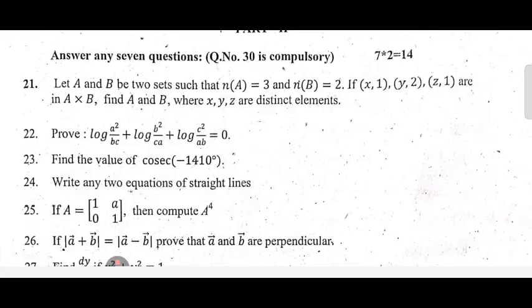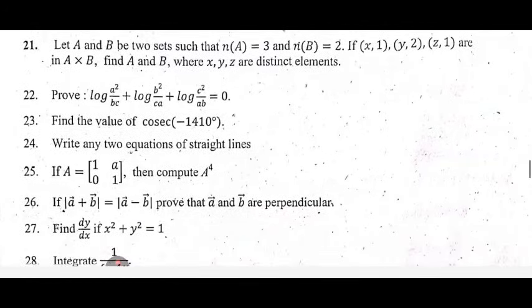21, let A and B be two sets such that n of A is equal to 3, n of B is equal to 2. If (x, 1), (y, 2), (z, 1) are in A cross B, find A and B where x, y, z are distinct elements. So they have asked to prove. So look at this.